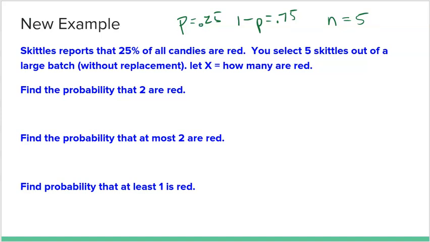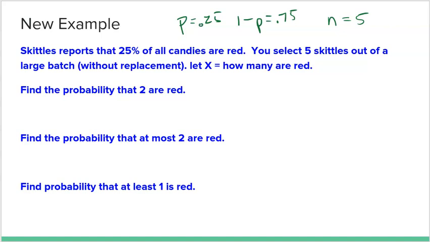I like that. Now, since this is a large batch of Skittles, even without replacement, I should assume that there's a 25% chance. Because it's such a large batch, even if I take 5 Skittles out and I eat them, it really should not change the probability of what happens next. Because there's so many Skittles that taking out 5, whether they're red or not red, should not change the probabilities so much that I'm worried, and that's allowed.